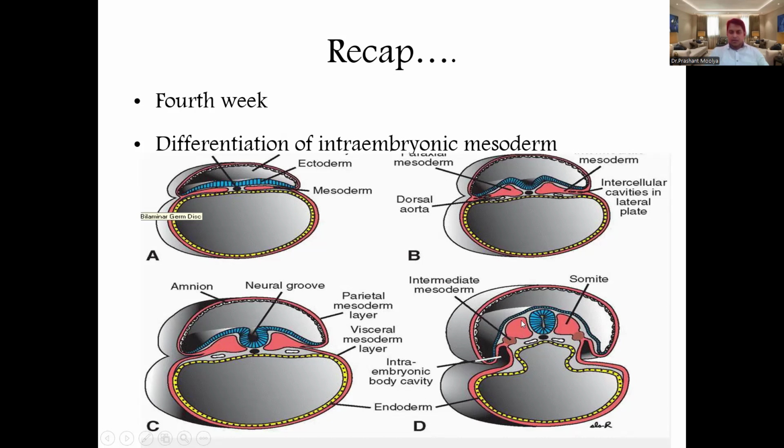So we are aware that the paraxial mesoderm has contributed to the somites, while the lateral plate mesoderm divided into two, the splanchnopleuric and the somatopleuric mesoderm, with the appearance of the cavity in between, the extraembryonic coelom. I am now focusing on the intraembryonic mesoderm, which is right in the middle of this. Today we are going to speak on the development of the genitourinary tract, which develops from the intraembryonic mesoderm, which is right here.